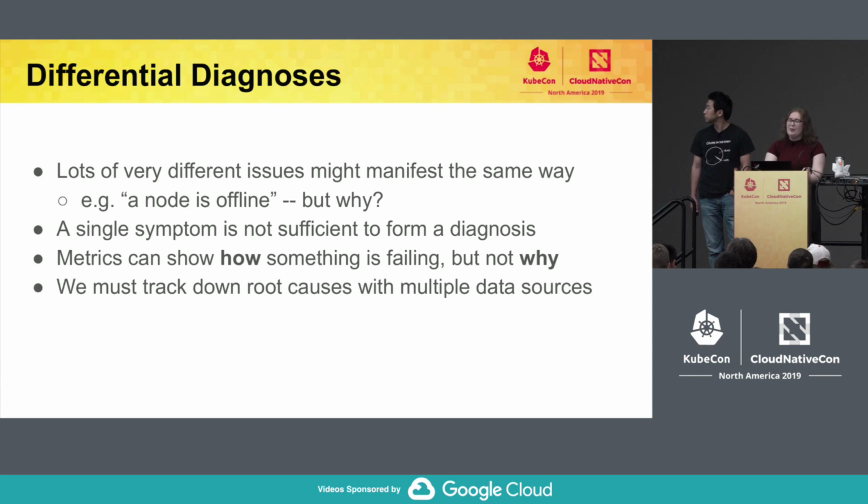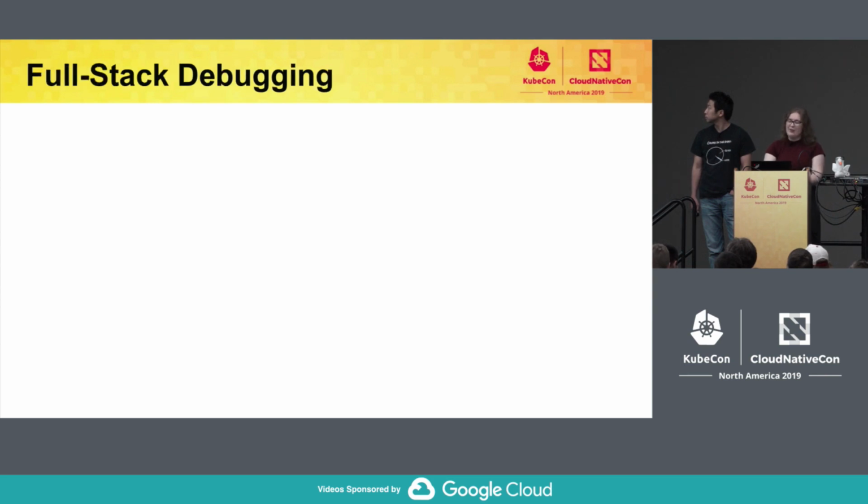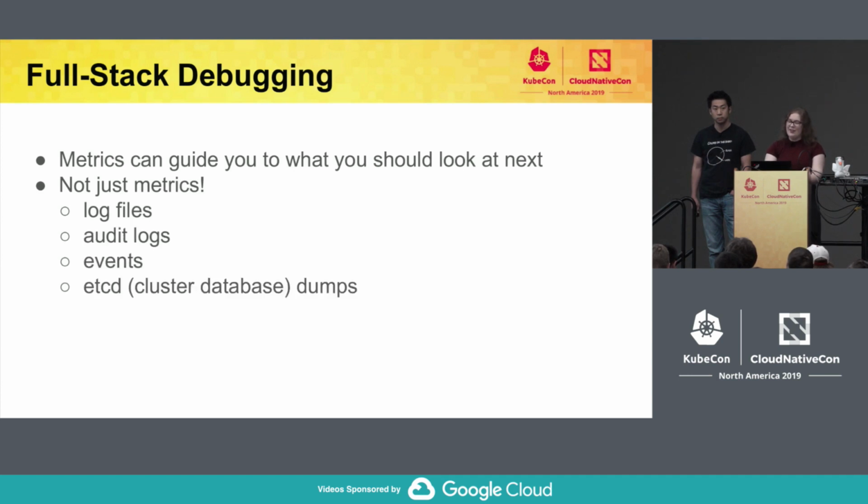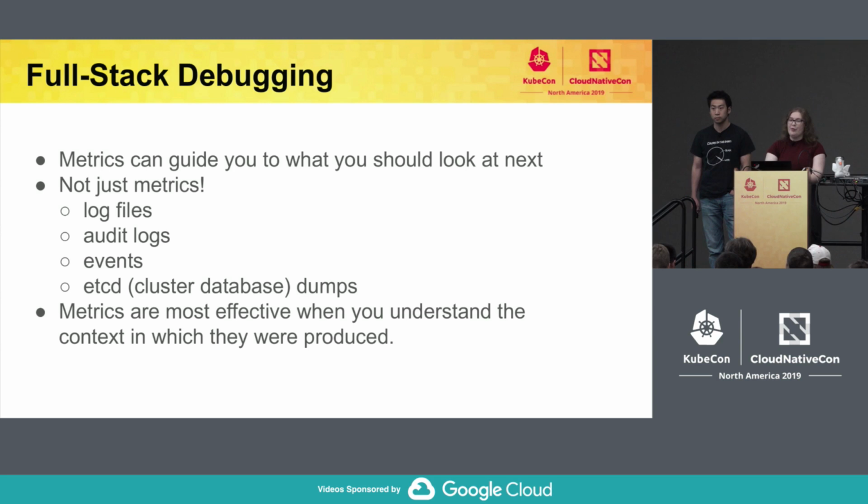By exploring multiple metrics and data sources, we can pinpoint the specifics of a failure and figure out the why. Even if metrics don't show the whole picture, they can guide us to what we should look at next. If a node is down, we can take a look at system performance metrics and see if there are any anomalies that might have led to the node dropping offline. We also don't need to limit ourselves to metrics. Other tools we might use for cluster observability include log files, audit logs, cluster events, etcd dumps, and more. But in order to use our metrics most effectively, we need to understand the context in which they were produced.